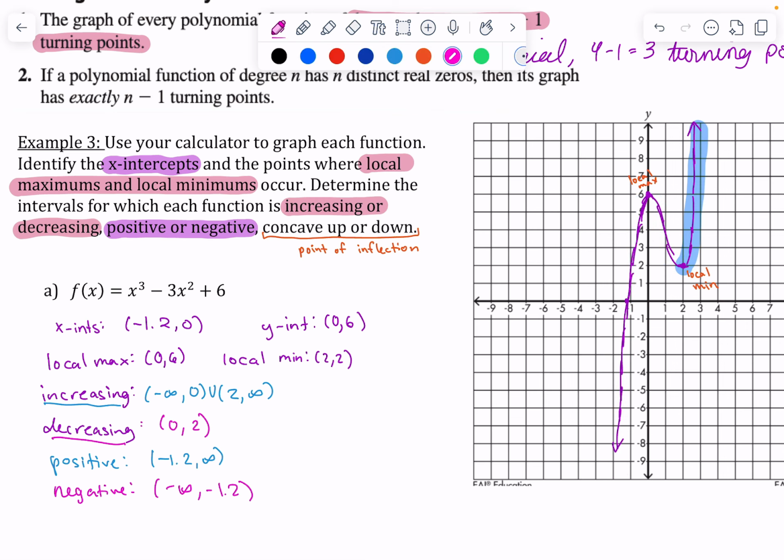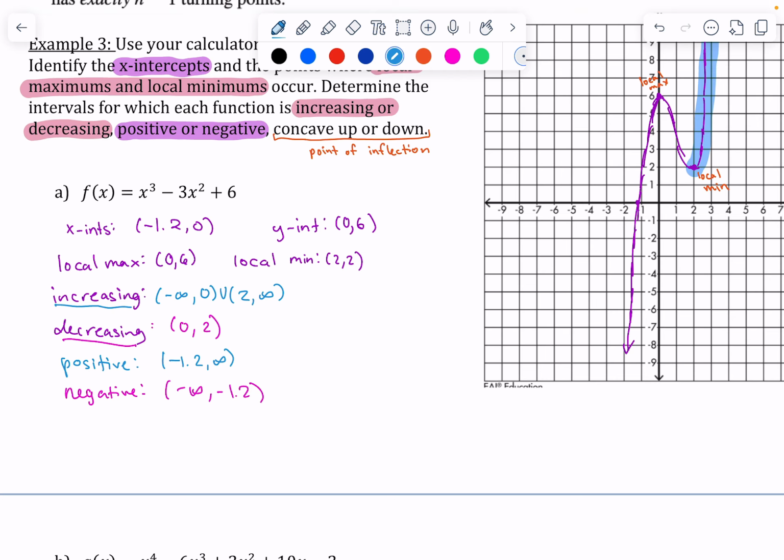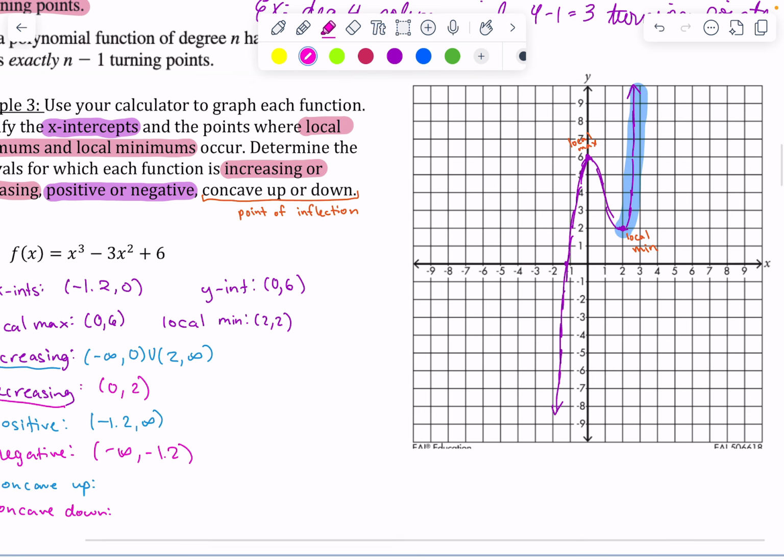Lastly, for concave up or concave down, that's where the function is concave up, meaning a U shape facing up, and then concave down is just the opposite. So if I look at the graph, where do I see that U shape? Well, concave down, I see here. Concave up, I see here.